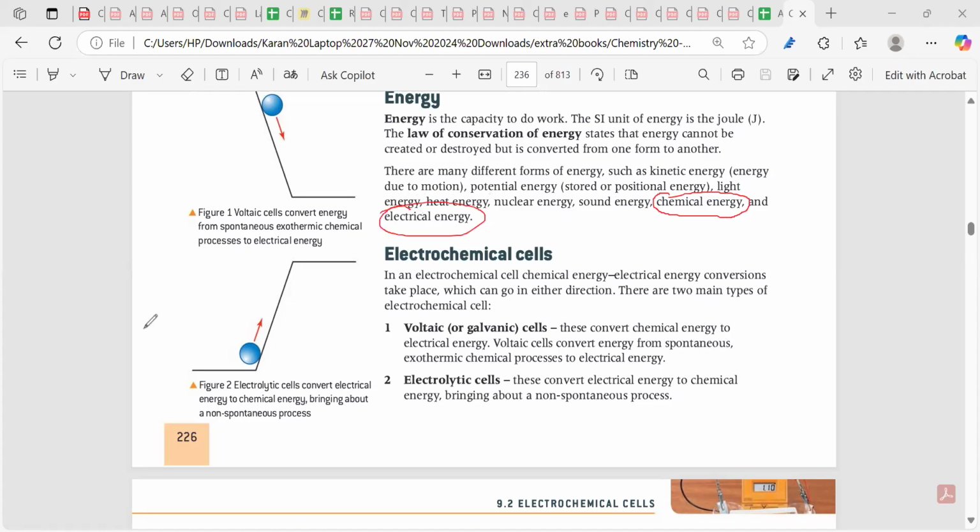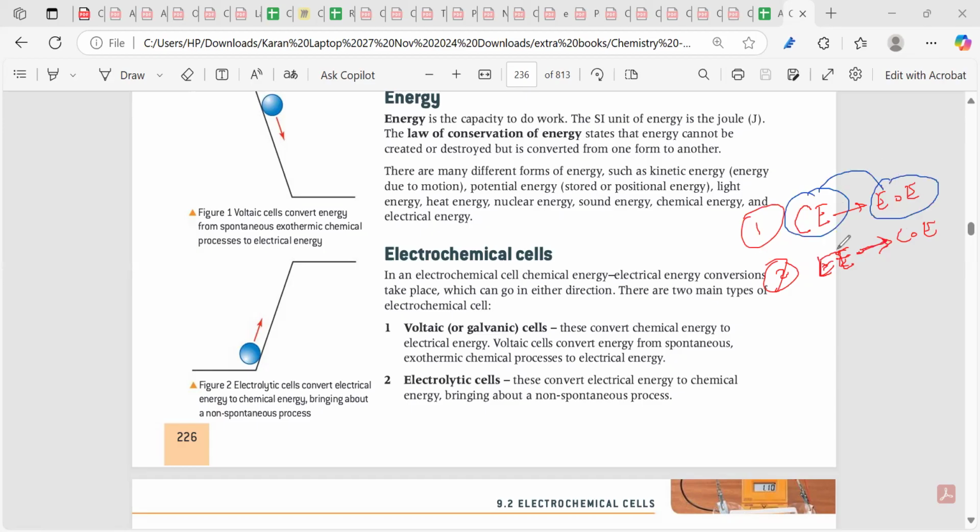Now, what happens in an electrochemical cell? In the first kind of cells, we are converting chemical energy to electrical energy. The second kind of cells is where we convert electrical energy to chemical energy. So these are the two kinds of cells we know. That's very important.